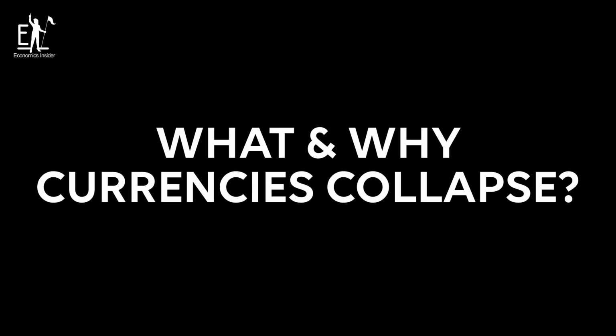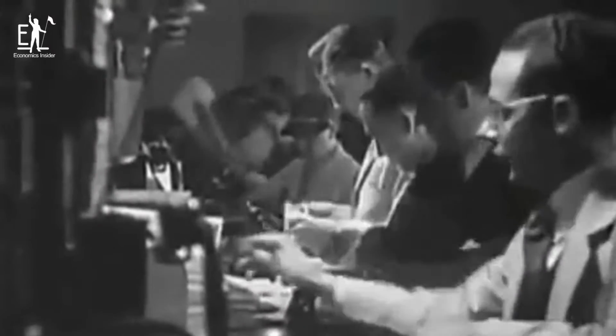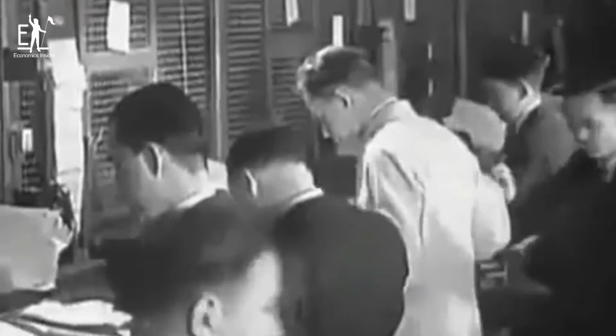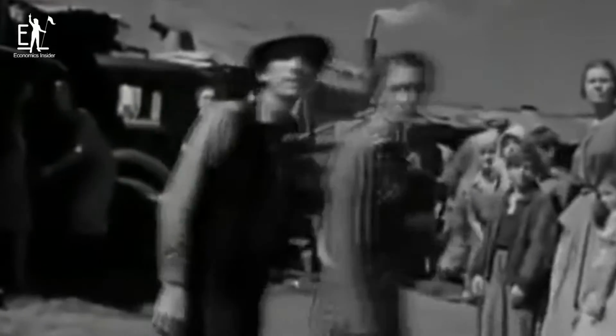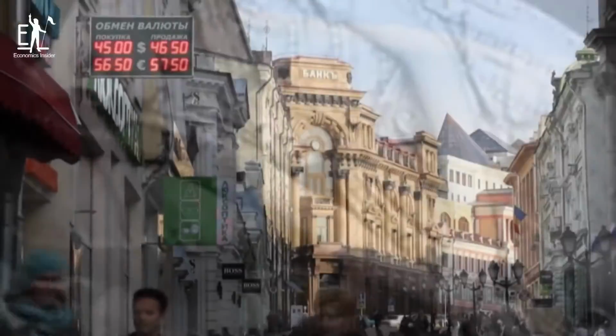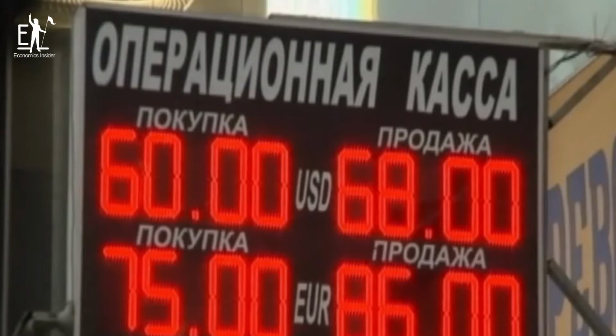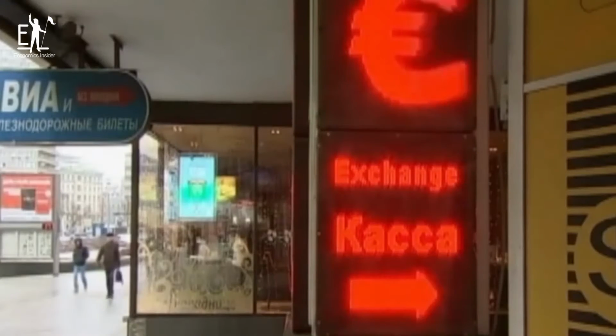So, what and why do currencies collapse? Currency collapses have occurred over the years throughout history. Since 1900, Argentina, Hungary, Ukraine, Iceland, Venezuela, Zimbabwe, and Germany have all experienced severe currency crises. Depending on how you define collapse, the Russian currency crisis in 2014 may also be regarded as an additional example.